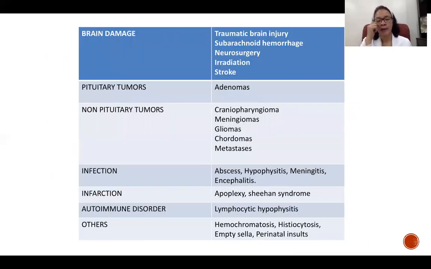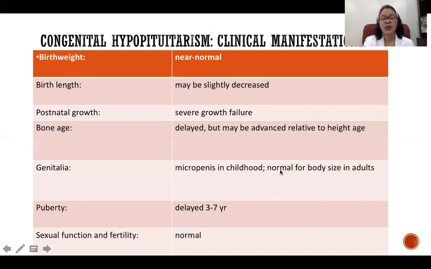Okay, so these are the causes, sorry, for the acquired form. It could be brain damage, presence of pituitary hormones or non-pituitary hormones. Infections could be one, infarction, autoimmune disorder, and other causes, okay? So what would be the clinical manifestations of this hypopituitarism?